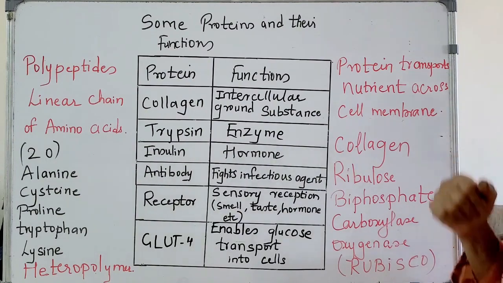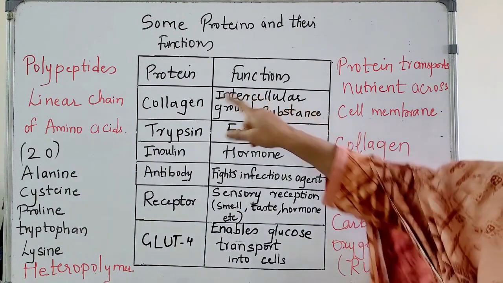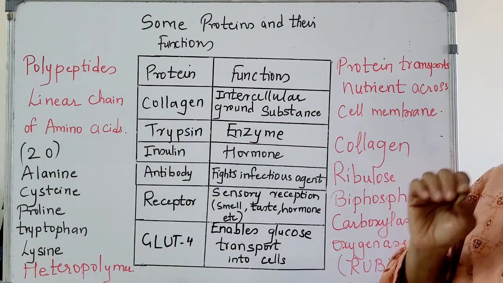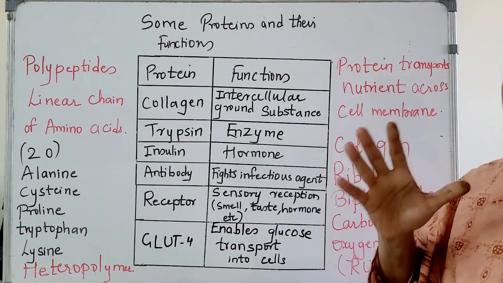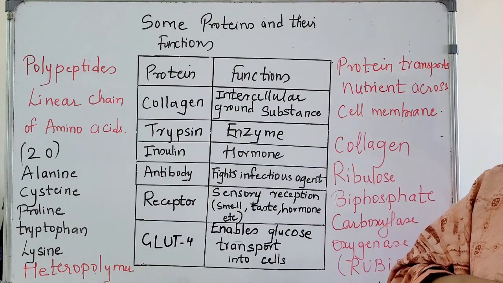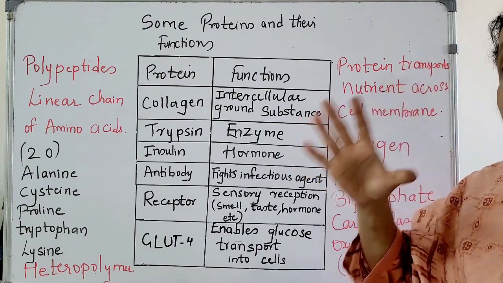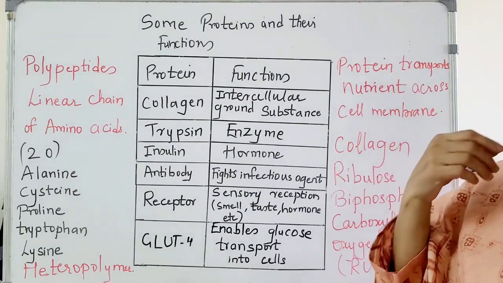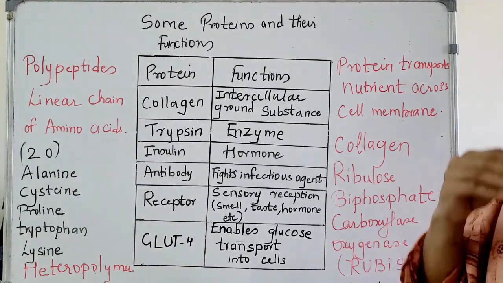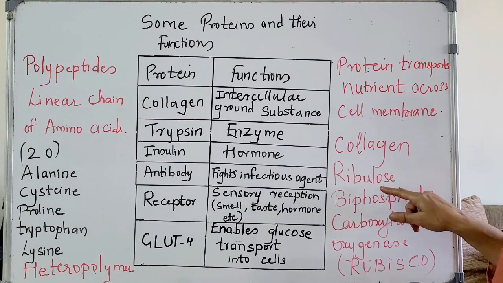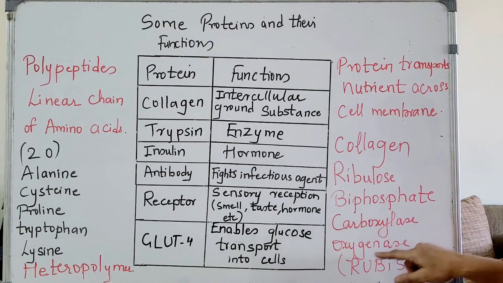Now collagen. Collagen is intercellular ground substance, that is the protein which is maximum present in the animal tissue, and that is the largest amount of protein in the animal tissue. Now the largest amount of protein which is present in this wall, you can say, that is ribulose biphosphate carboxylase oxygenase, that is Rubisco.